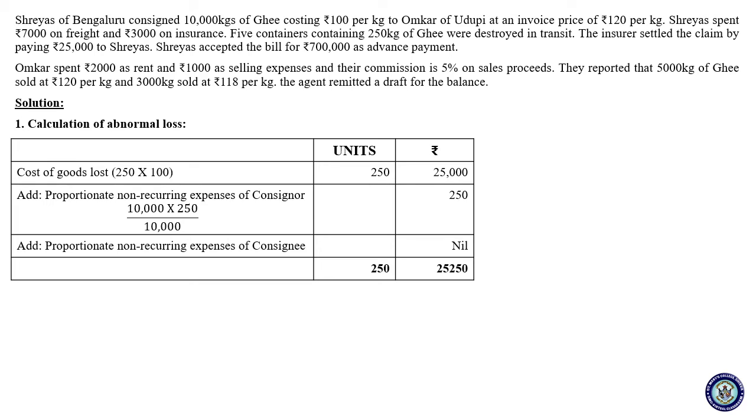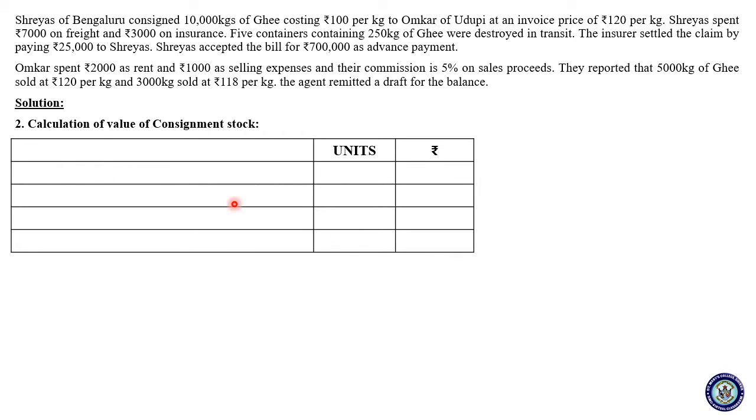So in this problem, there is no normal loss. So again, you have to follow the second format for the calculation of the value of consignment stock. Okay, so do it. Again, 3 minutes to calculate the value of consignment stock. There is no normal loss, so you have to follow the abnormal loss format.